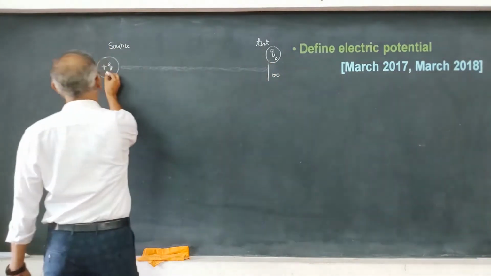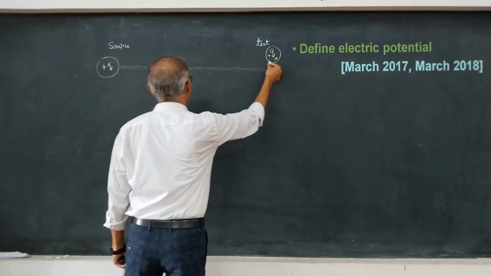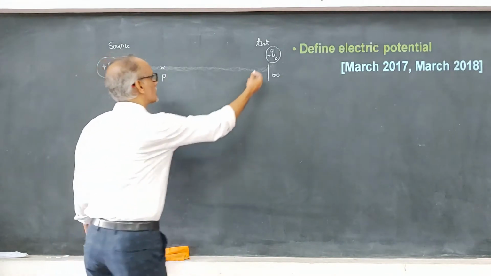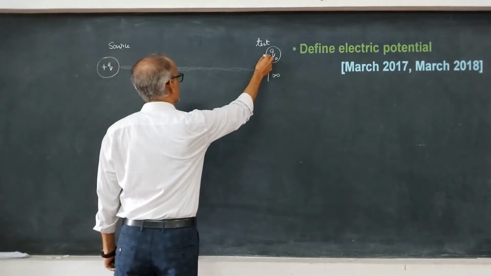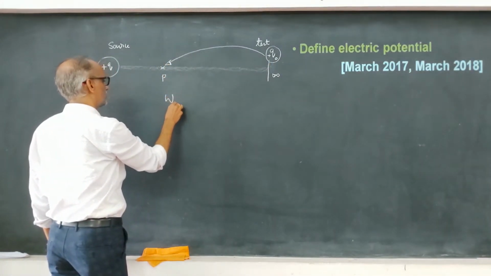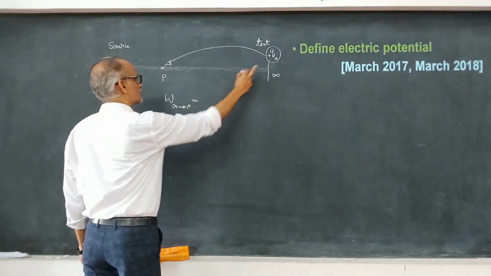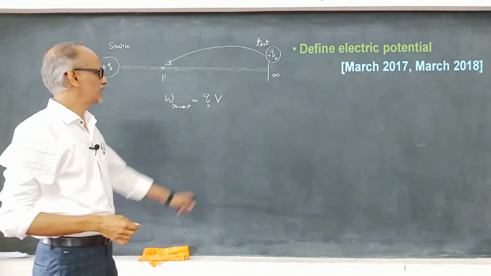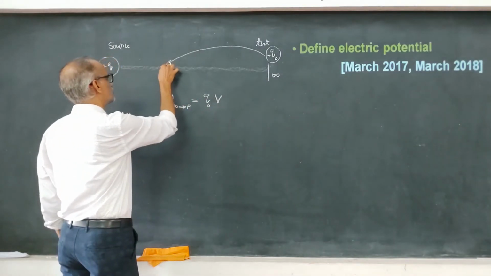So, this is a positive charge and this is also a positive charge, and then if I have to move this positive charge from infinity to a particular point P, I have to do the work because these two charges are like charges, they repel each other. So, what is the work done in moving this charge from infinity to a particular point P? Work done in moving from infinity to a particular point P is given by the charge moved, which is Q naught, into a quantity which we call electric potential, denoted by V. So, where V is the electric potential at this point.